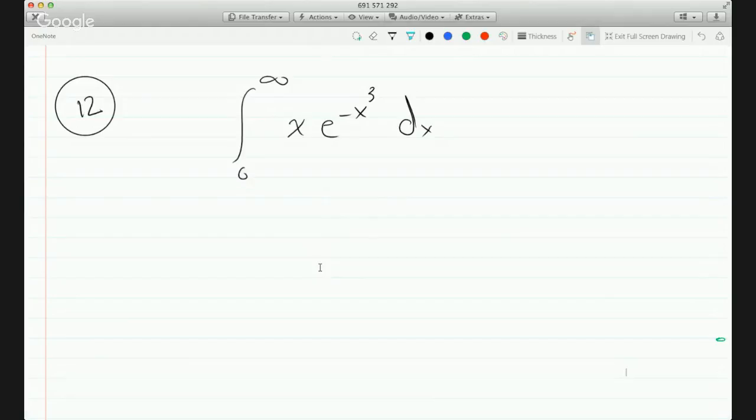And what we could do here is make use of the definition of the gamma function. So how do we do it?